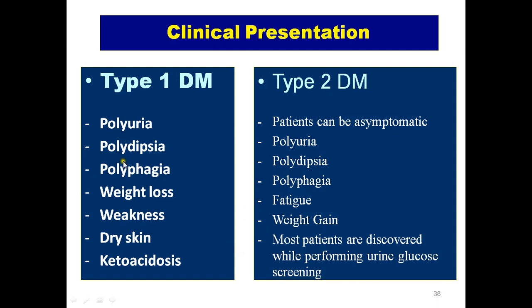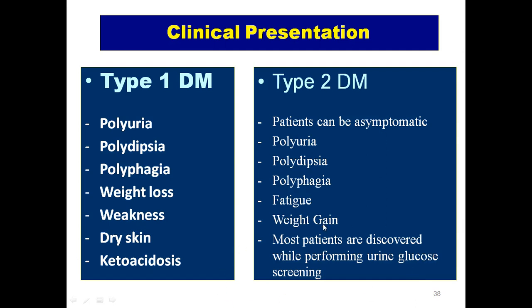Type 1: polyuria, polydipsia, polyphagia, the clinical presentation, weight loss, weakness, and dry skin. And ketoacidosis can be the very first presentation of type 1 diabetics. Type 2 diabetic patients can be asymptomatic, can have polyuria, polydipsia, polyphagia, fatigue. They will be having weight gain.